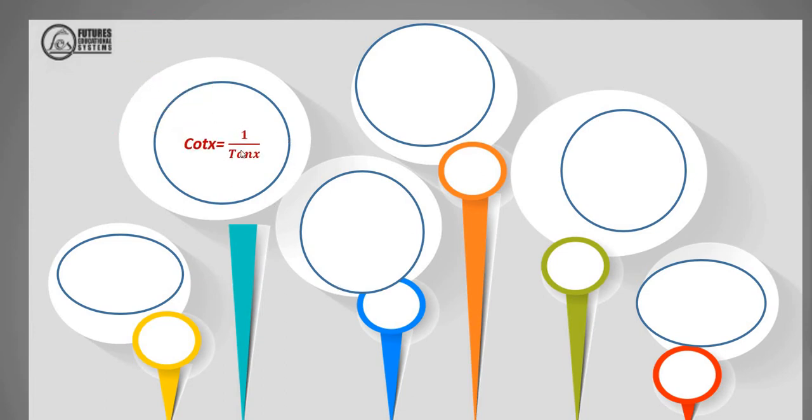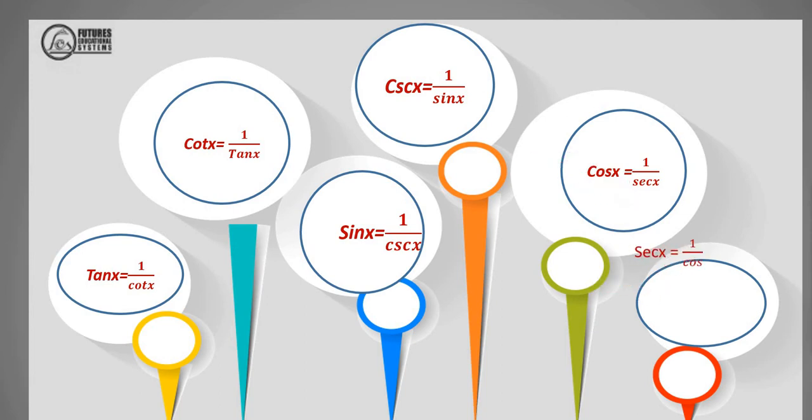We get cotan equals 1 over tan, means reciprocal tan equals cotan, and vice versa. And cotan times tan equals 1. Cosec is reciprocal sine. Cosine is reciprocal sec. Sine is reciprocal cosec, and vice versa. Means sine times cosec equals 1. Tan is reciprocal cotan. Sec is reciprocal cosine.